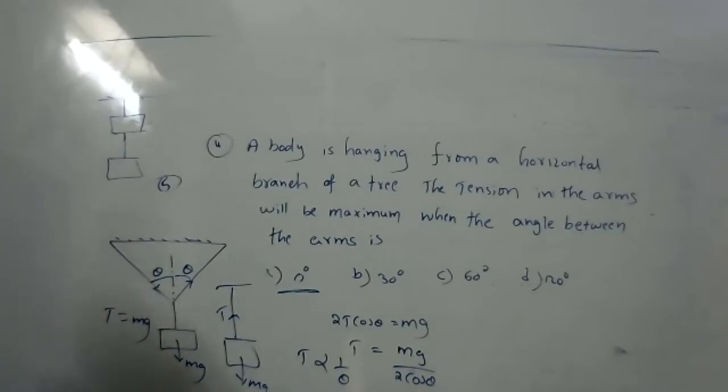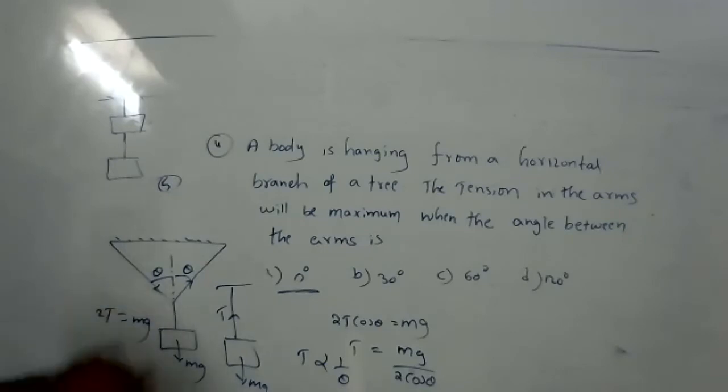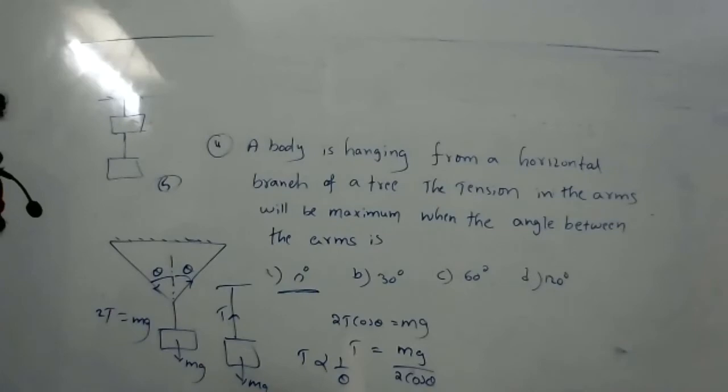Yeah, 2T it would be. 2T is equal to mg. Two strings are attached, so 2T is equal to mg. So tension force is more. Yeah, we can say like that. Good. So 1 minute, sir.